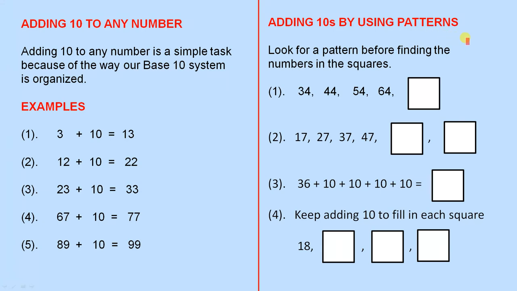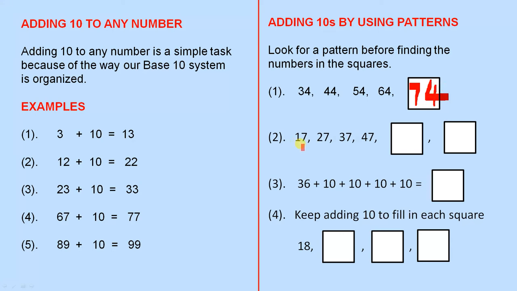Adding tens by using patterns. Look for a pattern before finding the numbers in the squares. Okay, here we have a list of numbers. Now let's see what's happening here. From there to there, it increases by 10. It increases by another 10. It increases by another 10. So if we increase by another 10, 64 plus 10, I think you know, it is 74.